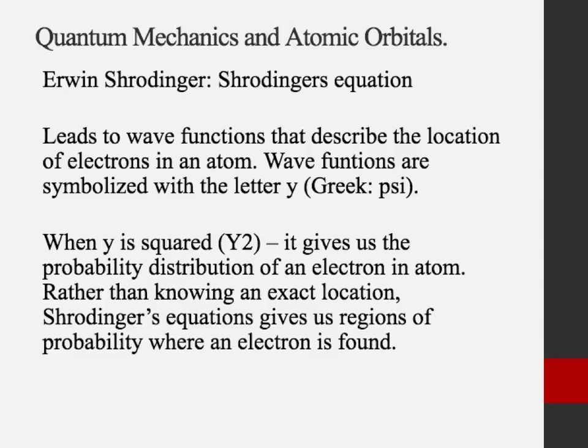Building upon Heisenberg's work and the uncertainty principle was Erwin Schrödinger, who came up with Schrödinger's equation. And this led to wave functions that describe the location of electrons in an atom. Wave functions are symbolized with the letter psi. When psi is squared, it gives us the probability distribution of an electron in an atom. Rather than knowing an exact location, Schrödinger's equation gives us regions of probability where an electron can be found.